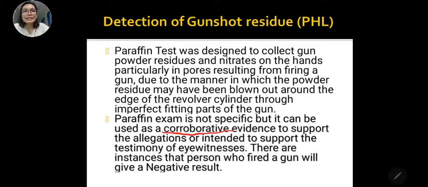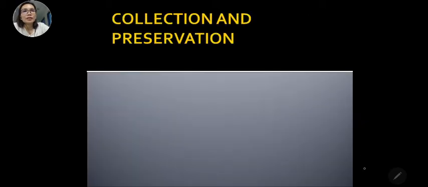There are instances that the person who fired a gun will give a negative result. Why is that? Bakit kaya sa tingin nyo pwedeng mag-negative yung result even though nagpaputok siya ng firearm talaga? So, this is your assignment.